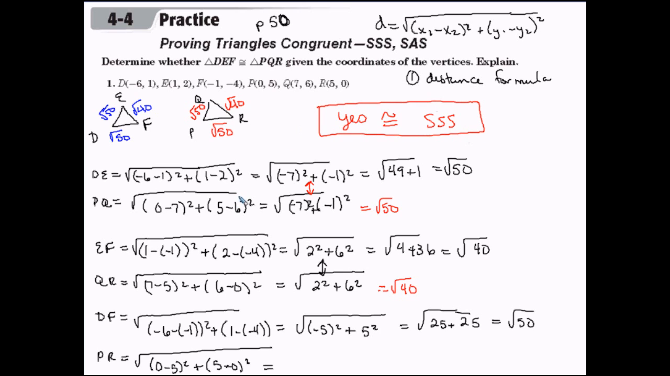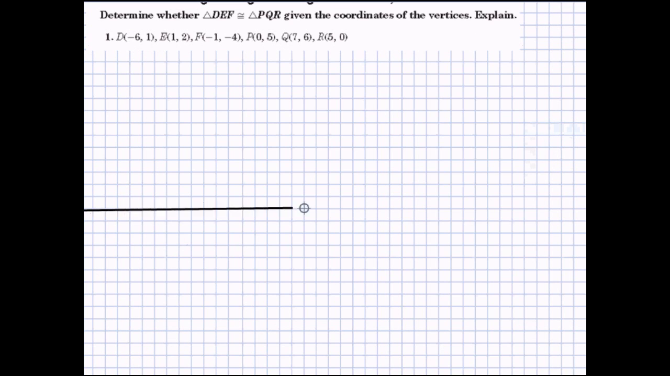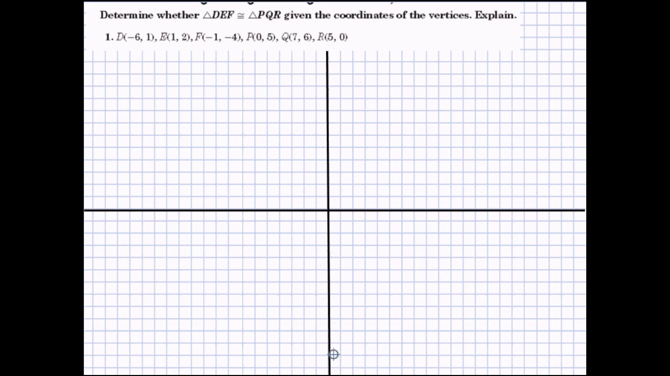Now we're going to do this exact same problem graphically. So first we need my coordinate plane, just like that. And then I'm going to do this triangle in red and this triangle in blue.